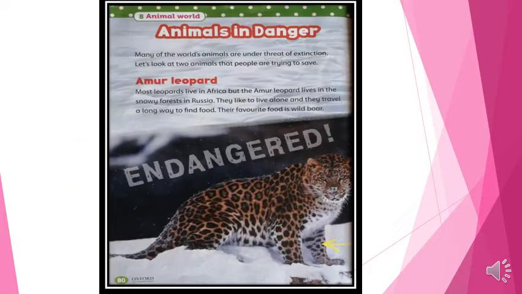Dear students, now it's time to read the text. So bring your Oxford International English Anthology books and open up page number 80. Start reading with me loudly. Animals in danger. Many of the world's animals are under threat of extinction. Underline threat. Threat means warning. So here threat means warning of dying.